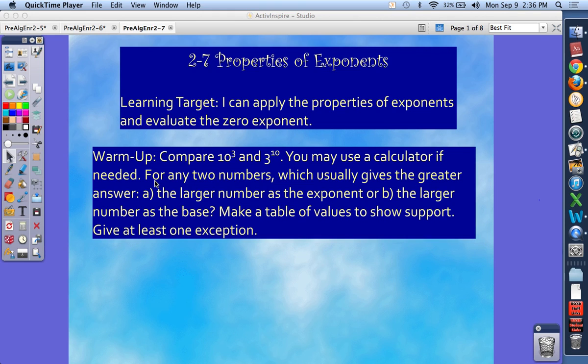Today we're going to focus on applying the properties of exponents and evaluating the zero exponent. So yesterday we really worked on learning what a power is and evaluating a power. We're going to keep working with those powers, but more with bases that are variables instead of numbers, although they can be numbers too, okay? Take a second to pause the video, complete the warm-up, and copy down your target.